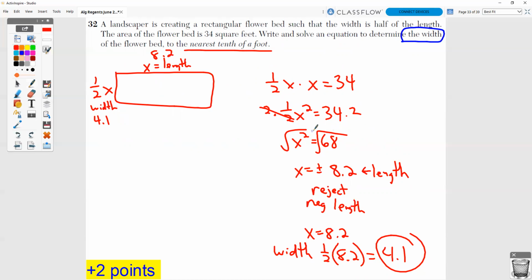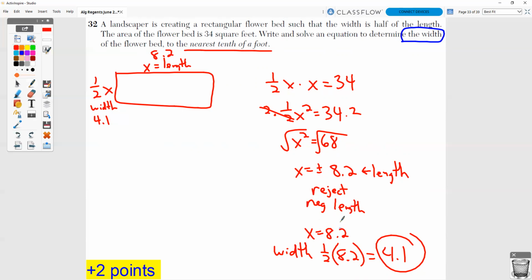That would be fine as well, or 0.5. And then the opposite of squaring a number is to take the square root. So I take the square root of both sides. When you take the square root, remember it's plus or minus. So the square root of 68 is 8.2 plus or minus. You're going to reject the negative length. You can't have a negative measurement of the length of a side. So our answer is 8.2 for the length.